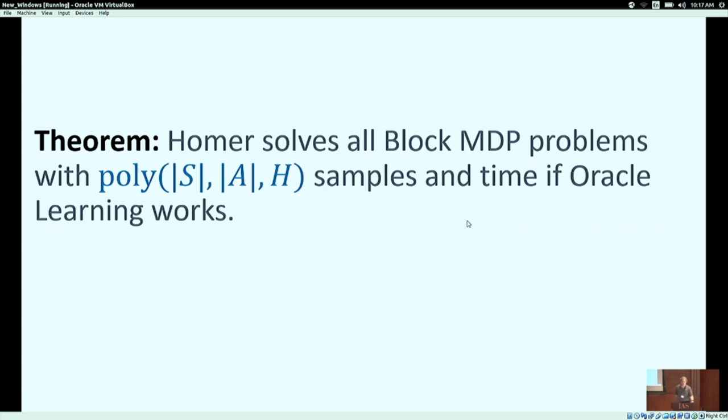So the claim is that Homer solves all block MDP problems in polynomial of the number of latent states, number of actions, and the time horizon samples if the oracle learning works. Okay, so that's great. The key thing is this is independent of the size of the observation space. That means, for example, that if I had a video of this room, I could concatenate all the images in the video, and I could answer your question unambiguously in this model.